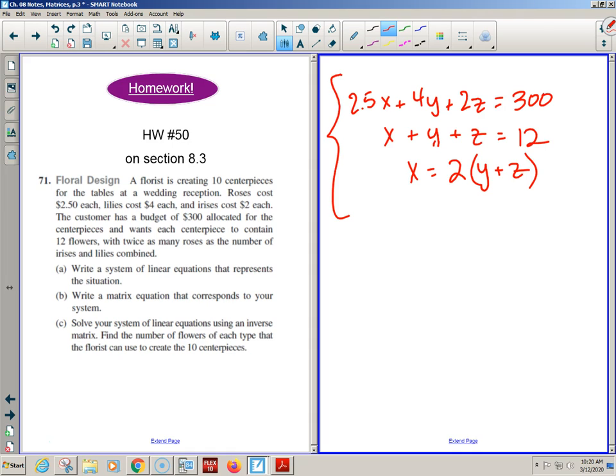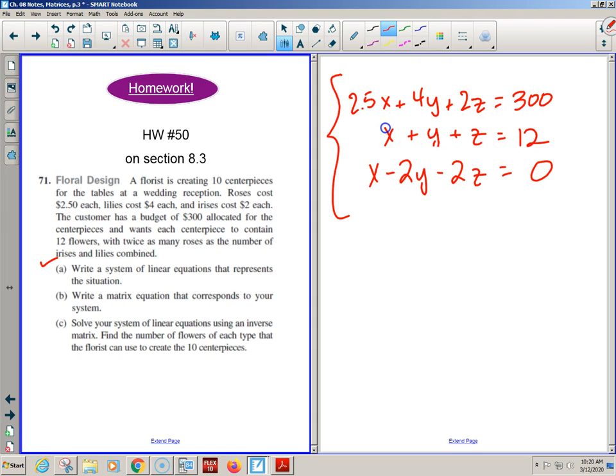What's the one thing I should rearrange? This one, right? I can just subtract the 2y, subtract the 2z, and I can have this in a much nicer order for putting into a matrix. Now that's ready to go into a matrix. But hold on, what are we supposed to be doing? My system of equations, okay, check, I have that. Write a matrix equation that corresponds to your system. I can totally do that. They're just making sure I know how to.